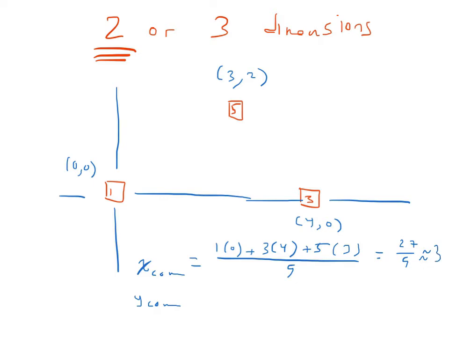And the y center of mass, well, same thing. My 1 kilogram times my y position, which is 0, plus my 3 kilogram times 0, plus my 5 kilogram times 2, all over the total mass, which is 9. And so this happens at 10 over 9. So therefore, my center of mass is at an x position of 3 and a y position of 10 over 9. So roughly right around here.